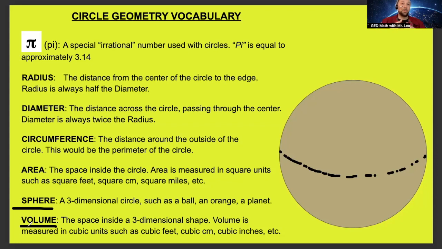Now, this is a geometry vocabulary word, volume. Volume does not mean what we usually use it to mean in regular life. In daily life, we say, hey, please lower your volume. That means lower your voice, be quiet. Or turn up the volume. That means turn up the music, make it louder. We often use volume to mean sound. However, in math class and in science, volume actually means the space inside a three-dimensional shape.